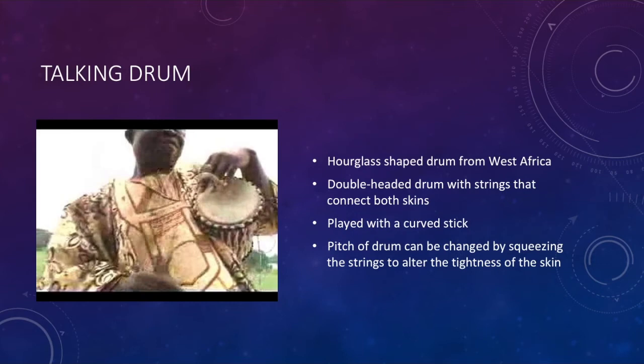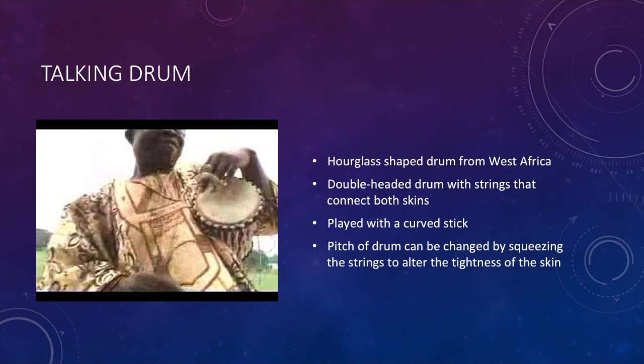And the last instrument I asked you to have a look at was the talking drum. Okay, so we've got an hourglass shaped drum, again from West Africa. It's got 2 heads, but only one is used at any given time. Because of the hourglass shape, each skin is held on with strings that just attach to the other skin at the bottom.